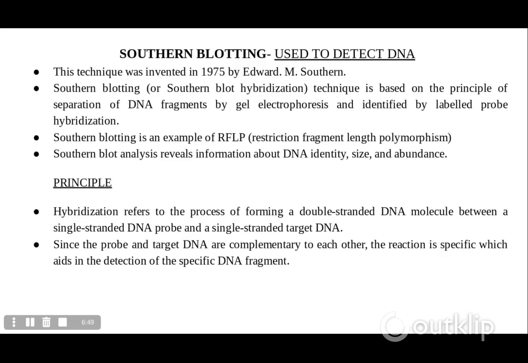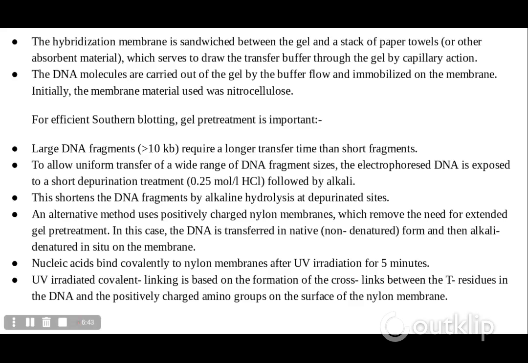Now, since the probe and the target DNA are complementary to each other, the reaction that occurs is also specific. For a sufficient Southern blotting to occur, a DNA fragment of less than 10 kb is required for a proper transfer in a short time, and hence it should be a short fragment. To allow uniform transfer, a wide range of DNA fragment sizes should be present, which is electrophoresed, and then treated for depurination by acid, which can be 0.25 molar HCl. Now, this shortens the DNA fragment through hydrolysis, that is the depurination, and then a positively charged nylon membrane can be used to hybridize it.